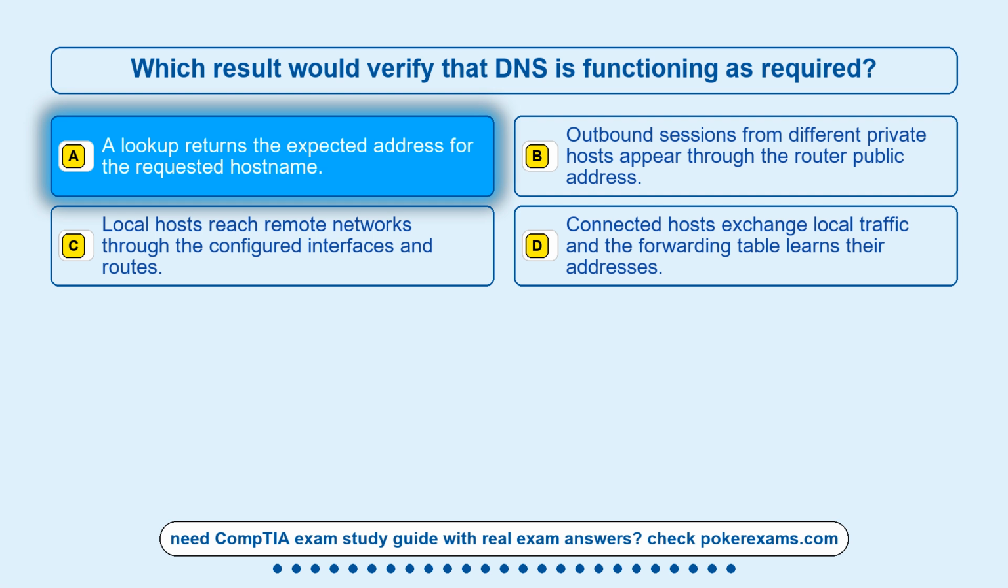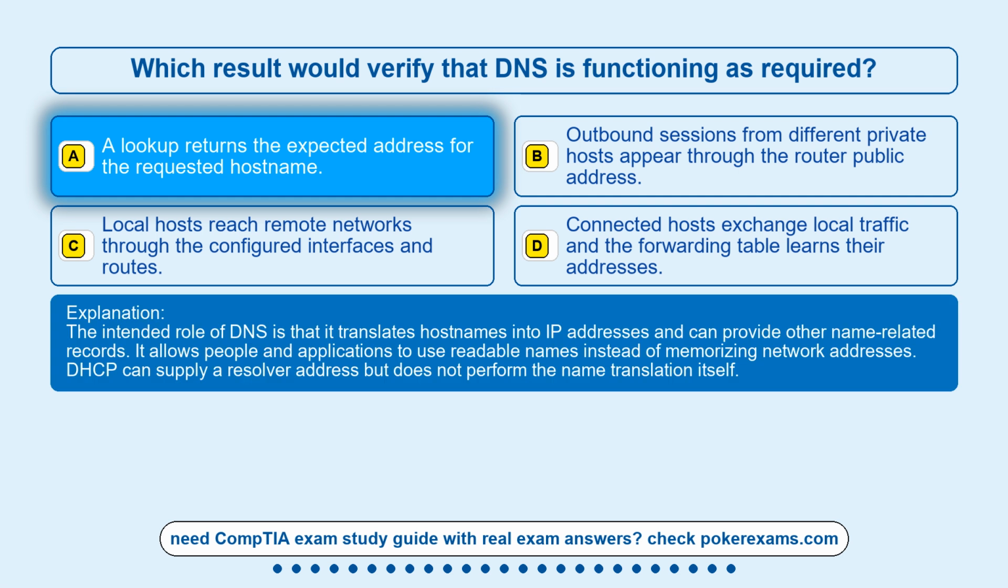The correct answer is option A. A lookup returns the expected address for the requested hostname. The intended role of DNS is that it translates hostnames into IP addresses and can provide other name-related records. It allows people and applications to use readable names instead of memorizing network addresses. DHCP can supply a resolver address but does not perform the name translation itself.